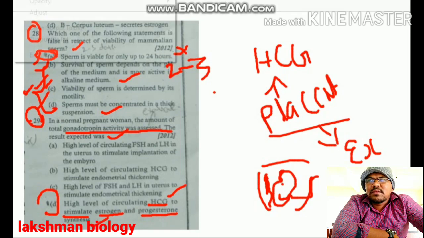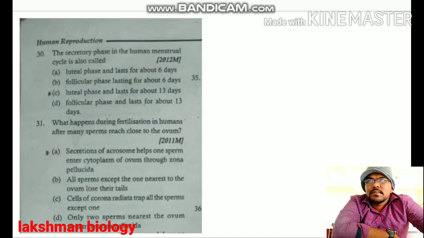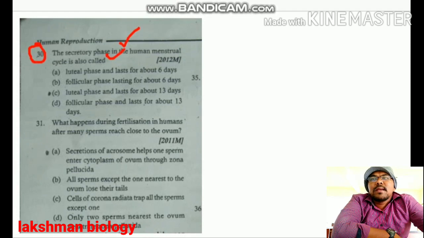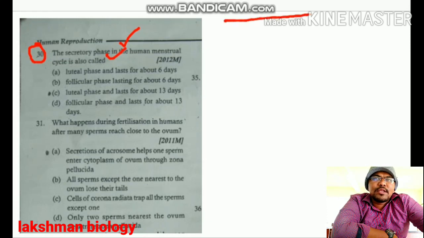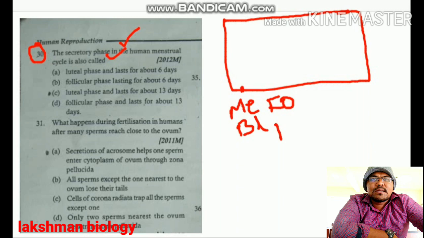After that, question number 30. The secretory phase in the human menstrual cycle is also called what? The human menstrual cycle is divided into 4 phases. Number 1 is the menstrual phase, also called the bleeding phase. Number 2 is the follicular phase, also called the proliferative phase.